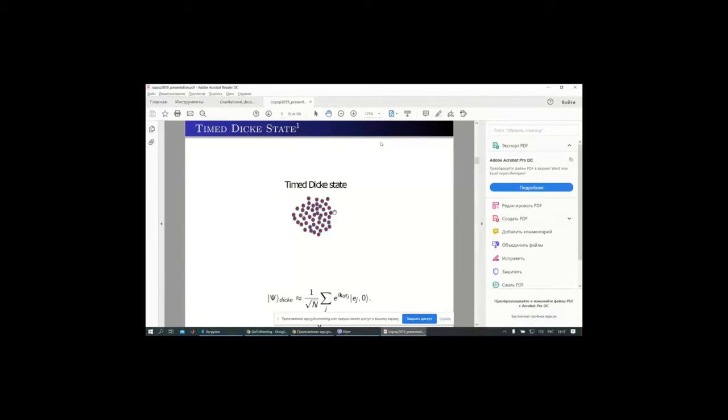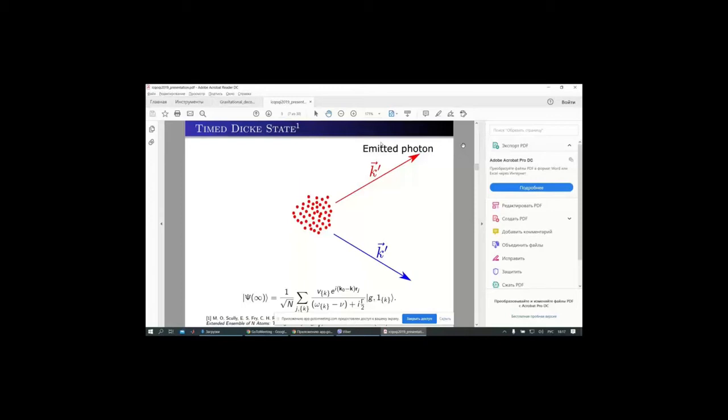So we have again the ensemble of N atoms in the ground state and an emitted photon, and this is the state of the system in that form. So here we have the atom transition frequency and the spontaneous decay rate.